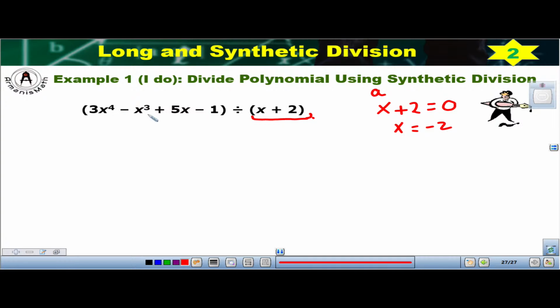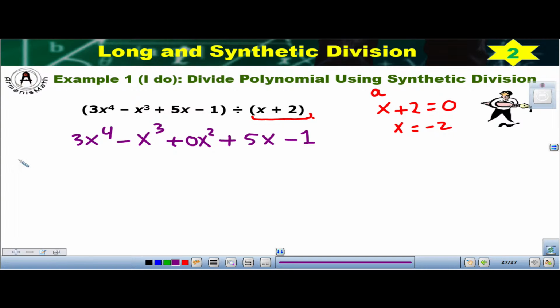Also, look here, is this in standard form? Standard form applies, by the way, also for synthetic division. Is this in standard form? No, it's not. So what is missing? Can anybody tell me? Yep, x squared is missing. Thank you. So I have to rewrite this as 3x to the 4th minus x cubed plus 0x squared plus 5x minus 1. Now it's kind of ready. It's not perfect, but it's ready.